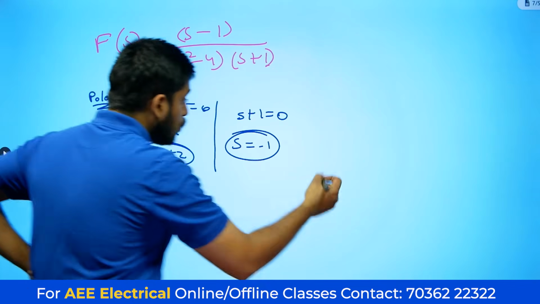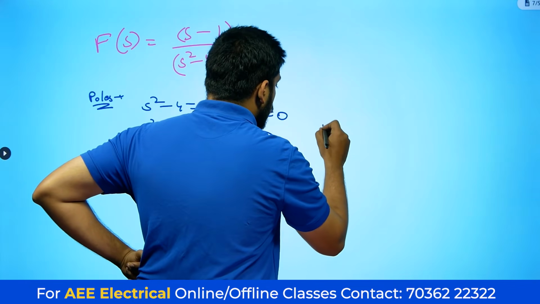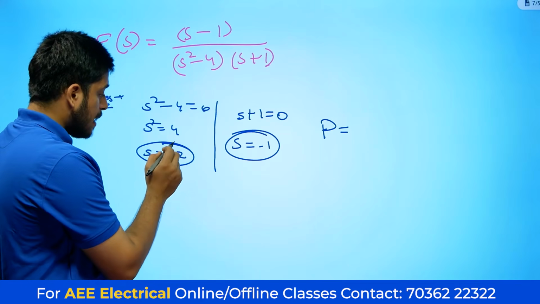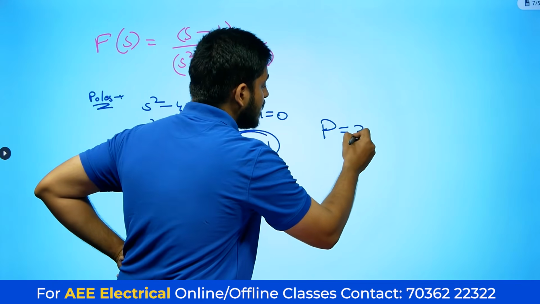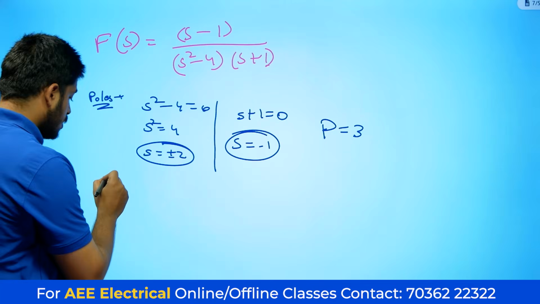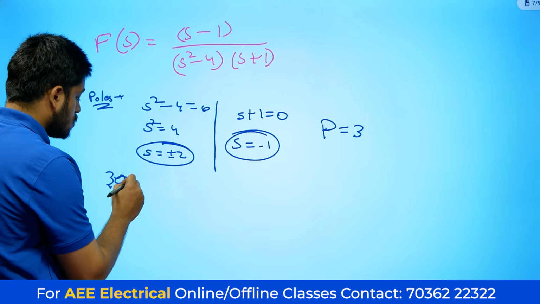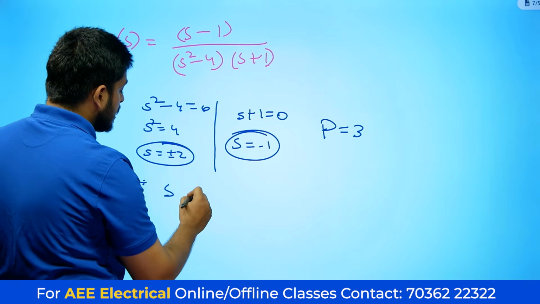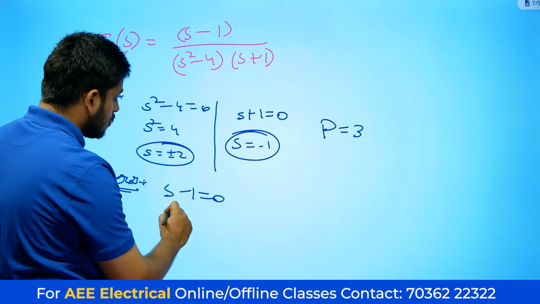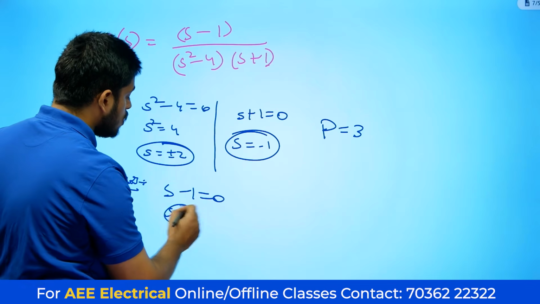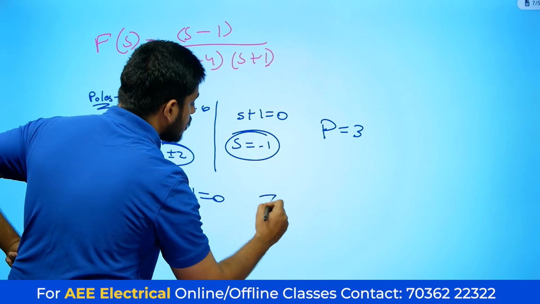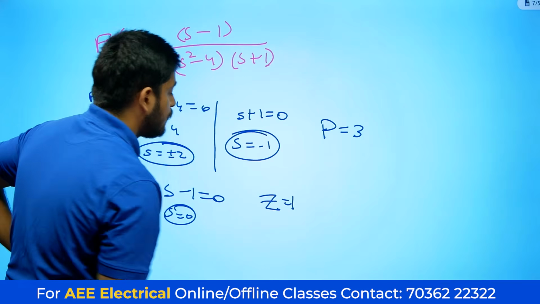Okay. So how many poles are there? Number of poles, capital P. Number of poles are plus 2, minus 2 and minus 1. So 3. Next, number of zeros. How many zeros? s minus 1 is equal to 0. There is only one zero, so s is equal to 1 is the zero. We can represent the number of zeros as Z. Z is equal to 1.